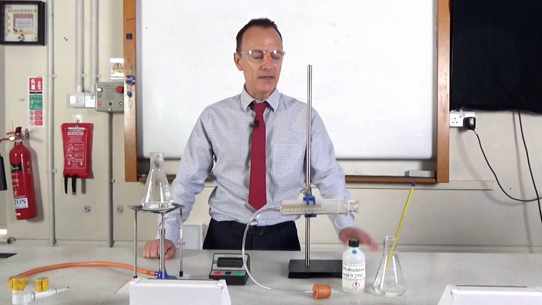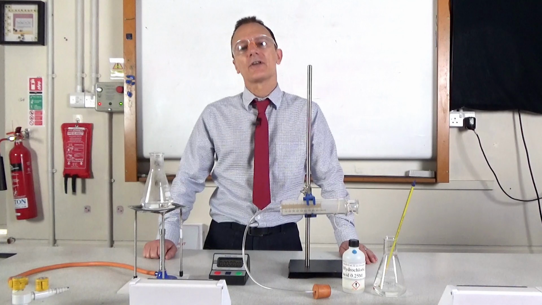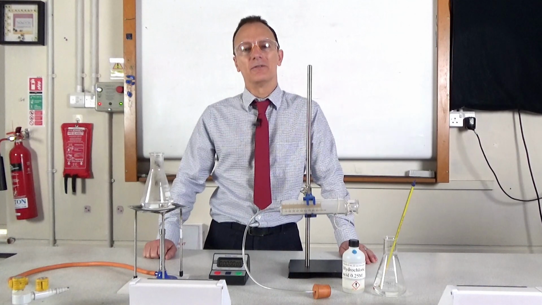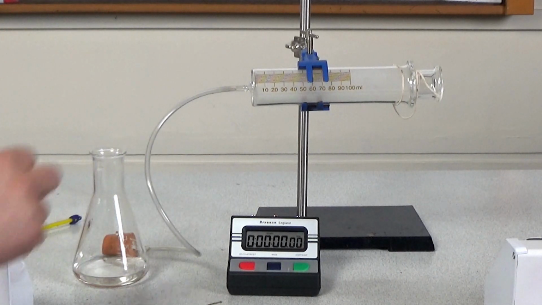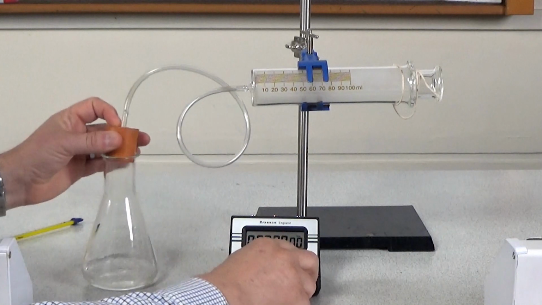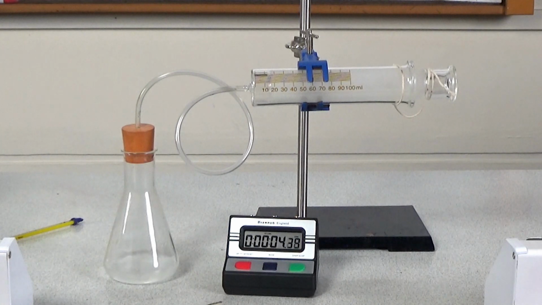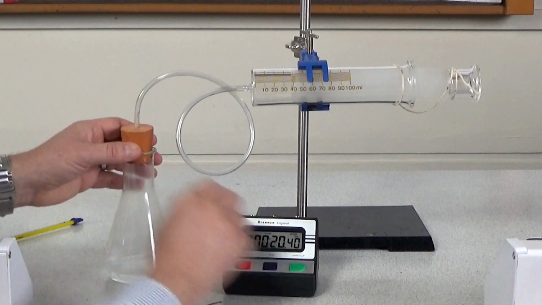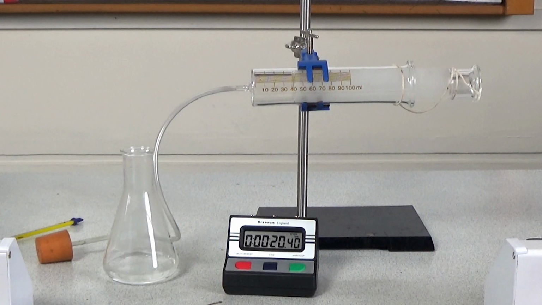Now, when I react them together, I'm going to use a gas syringe to measure the volume of gas given off in a set time, so that's going to be my dependent variable. This is the acid that's been warmed up. It's currently at 66 degrees, so I'm going to add the magnesium and start the stopwatch and measure the volume of gas given off in a certain time. So after 20 seconds, we can now read off the volume of gas. And that's produced 40 centimetres cubed of gas in 20 seconds.